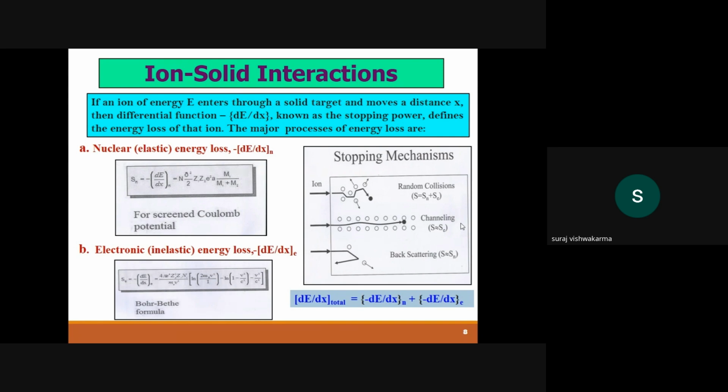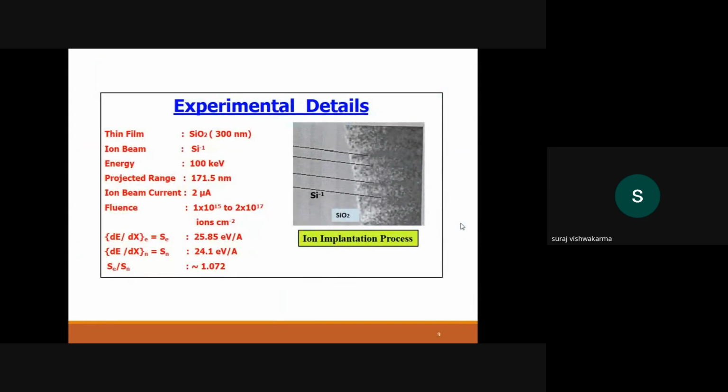I cannot show everything over here, but there are methods. So this is the experimental detail that we have selected.